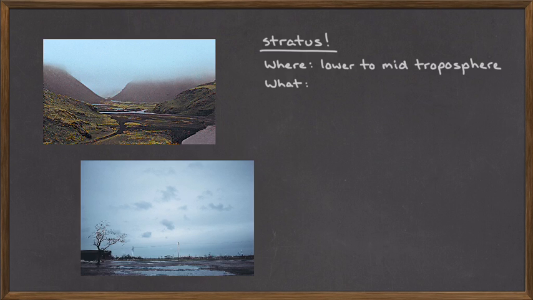What are they made of? Well, in the lower troposphere, they're water. So water droplets in the lower troposphere. As you go up to the mid-troposphere, depending on the season and where you are, your latitude, they often have a bit of ice mixed in there. So in the mid-troposphere, they're often going to be mixed ice and water.